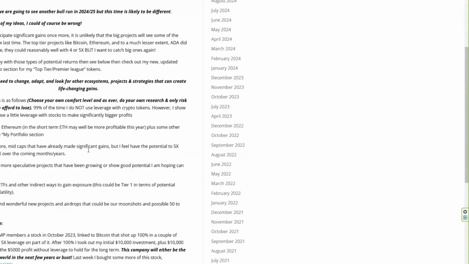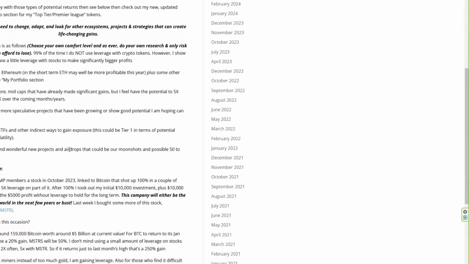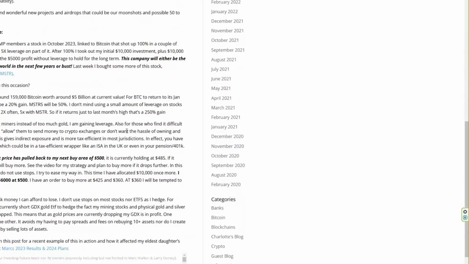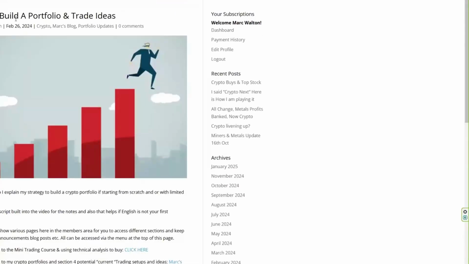The mid caps, this is the group that I feel have the potential to go to maybe 10x, and then the smaller ones 10 to 50x. So this is the crazy group. This is the group I think is going to kick off now, and we've already seen some of this already. And then I was also explaining about stocks, and then some of the wacky and wonderful new projects and airdrops that could be coming. So here, this is where I was explaining to folks what we were going to do inside that group, and then also how to build a portfolio. And I did actually share something like this with you guys in Forex Mentor Pro as well.